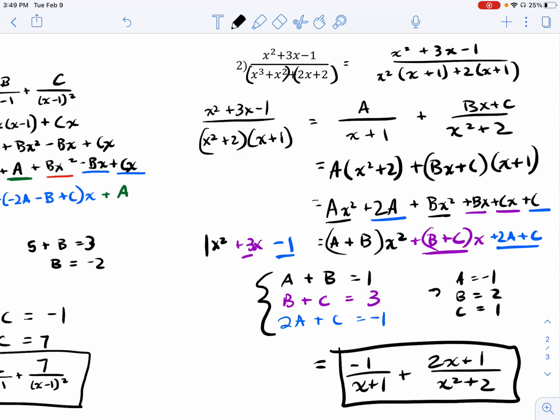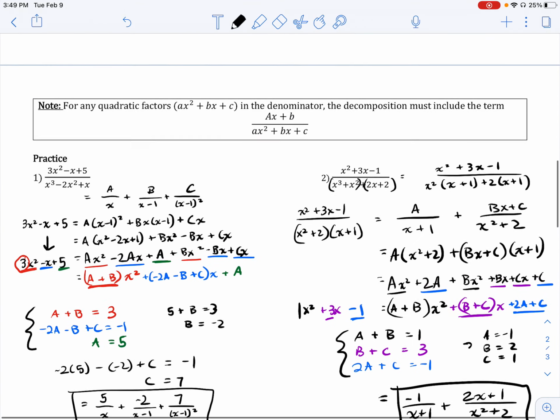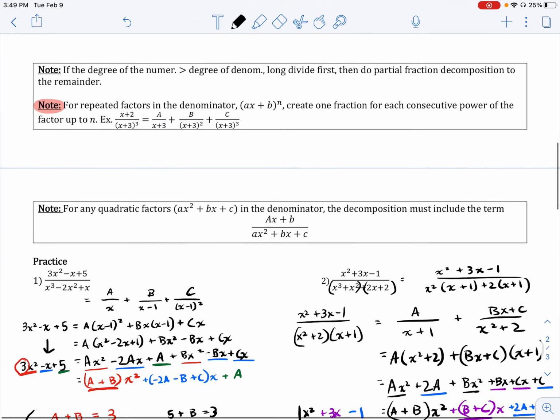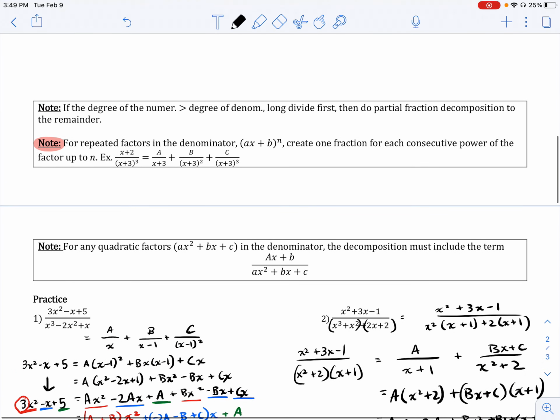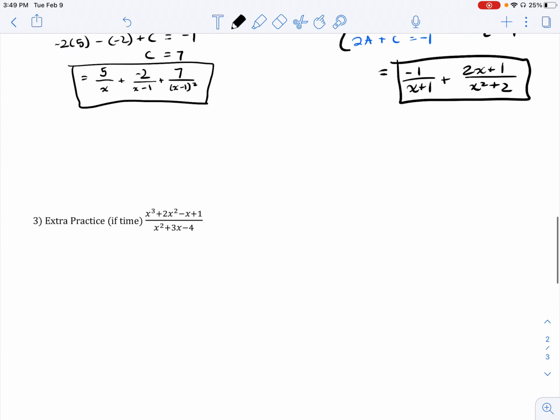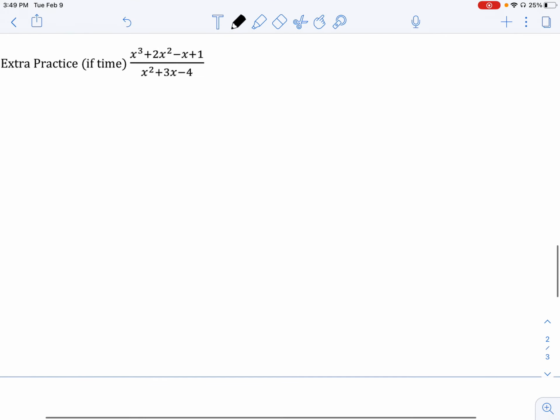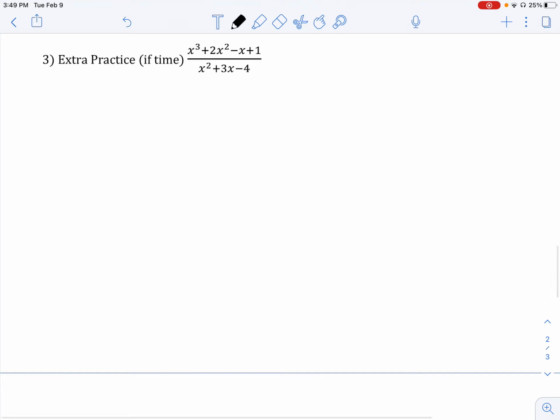Okay. Now, the final case that I want to discuss is a partial fraction decomposition in which the degree of your numerator is greater than the degree of the denominator. When that happens, all you're going to want to do first is just long divide and then do the partial fraction decomposition to the remainder only. So I won't do this entire problem because I want to make sure that you have some problems to practice on your own.